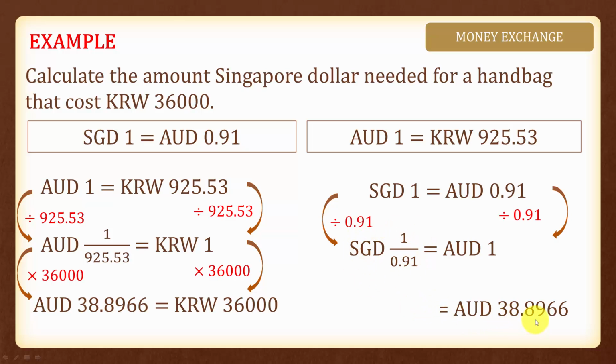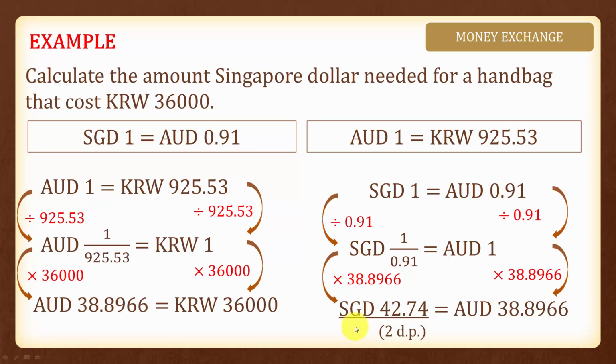To find 38.8966 Australian dollars, we will multiply both sides by 38.8966. And therefore, the amount of Singapore dollars needed will be $42.74 rounded off to 2 decimal places.